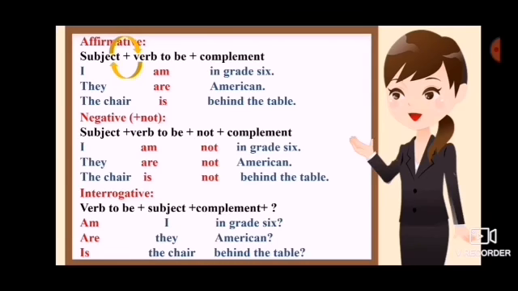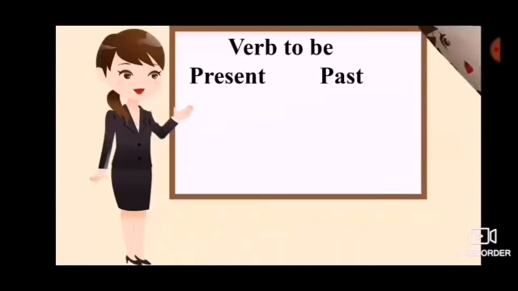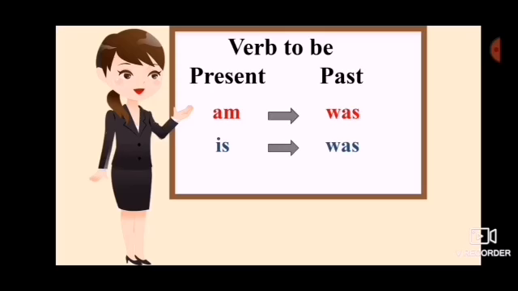And now let's move to the past tense. So the verb to be in the present, am becomes was in the past, is in the present becomes was in the past, and are in the present becomes were in the past.